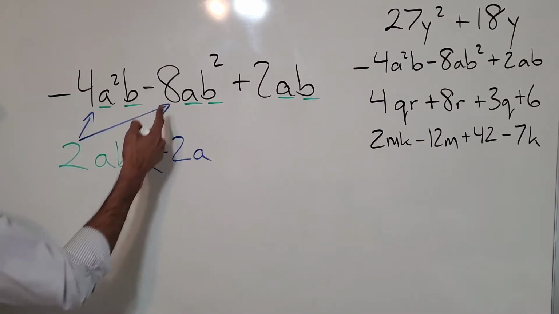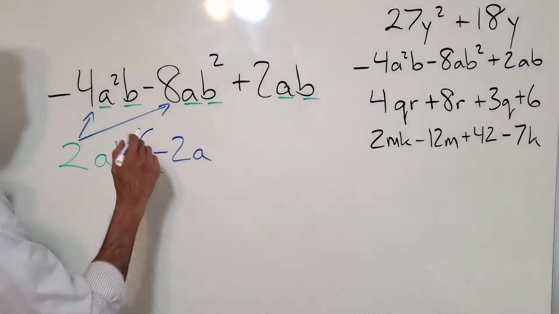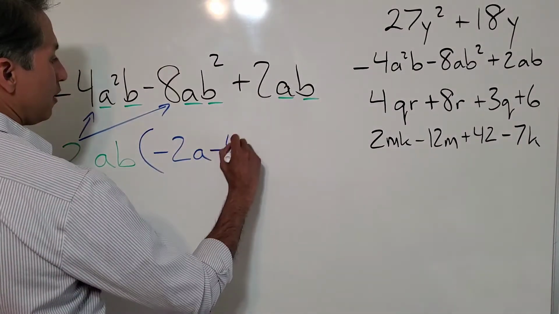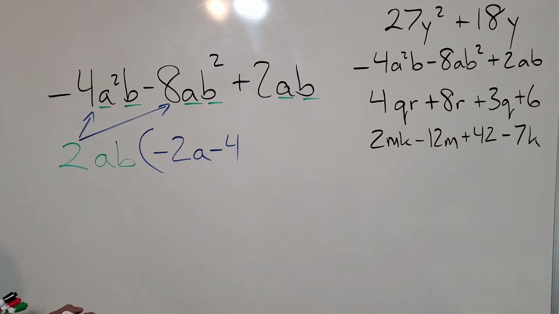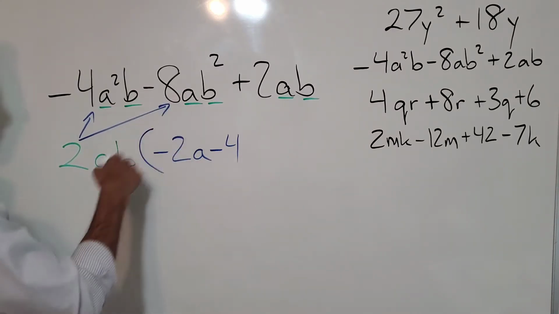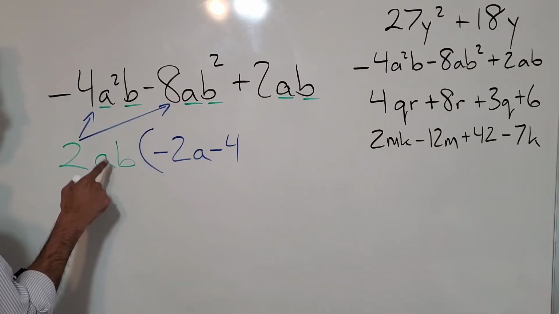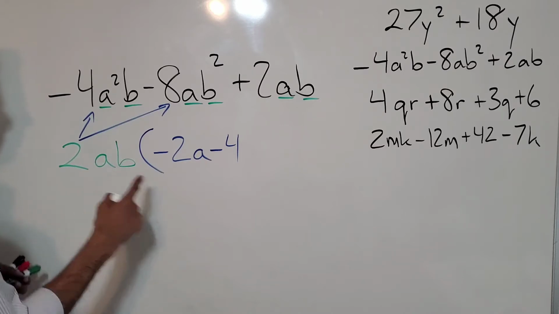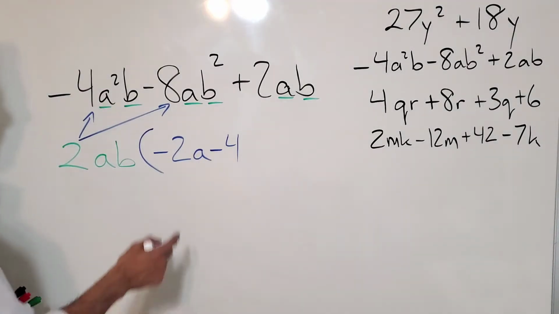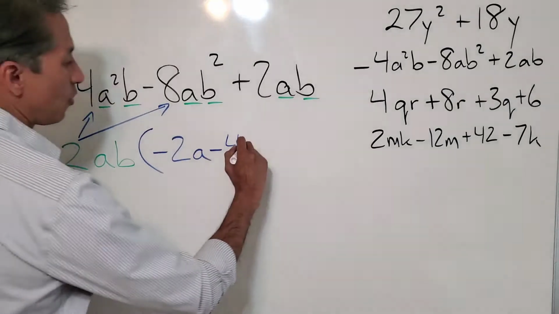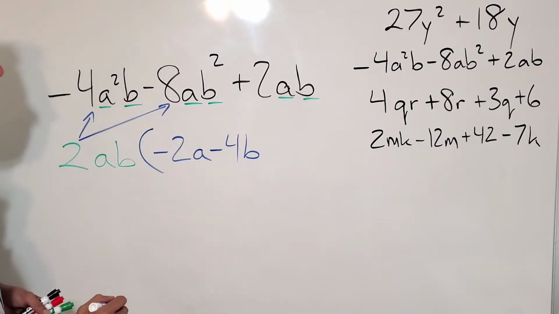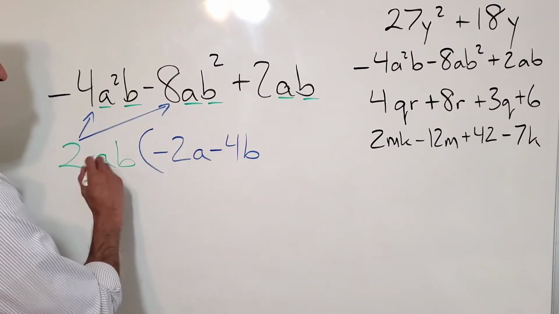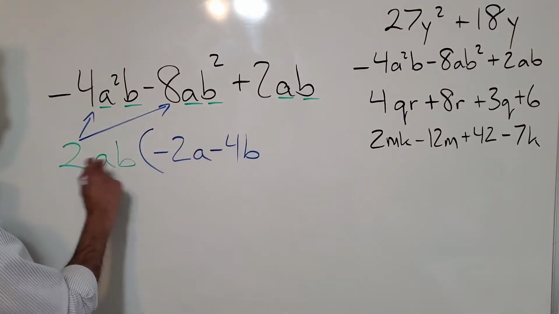2 times what makes a negative 8? Well, I would go with negative 4. And then we have, do I have enough a's already? I do. So I don't really need to write an a. And then I have a b, but I need a b squared. So now I'm there. And then the last part is 2ab, but oh dang, it's the same thing.